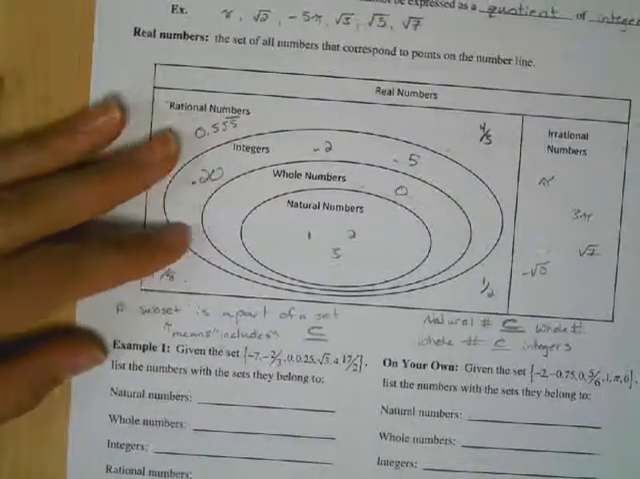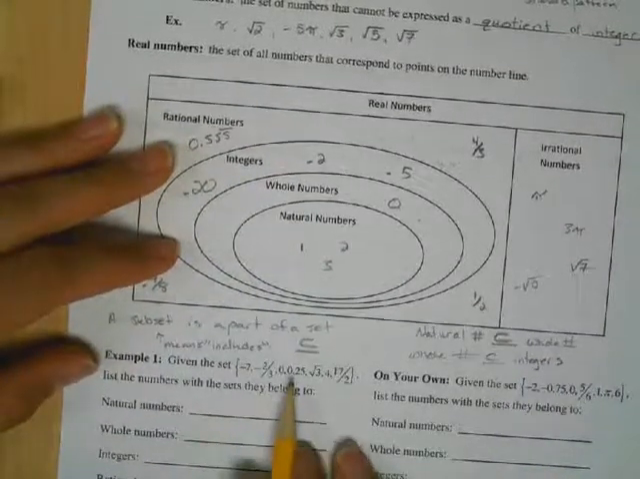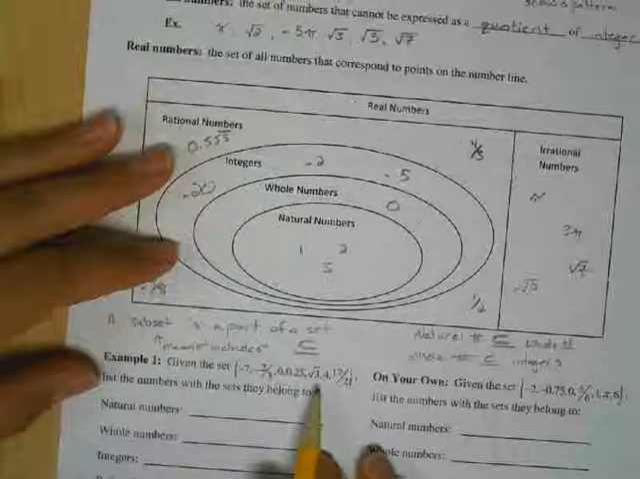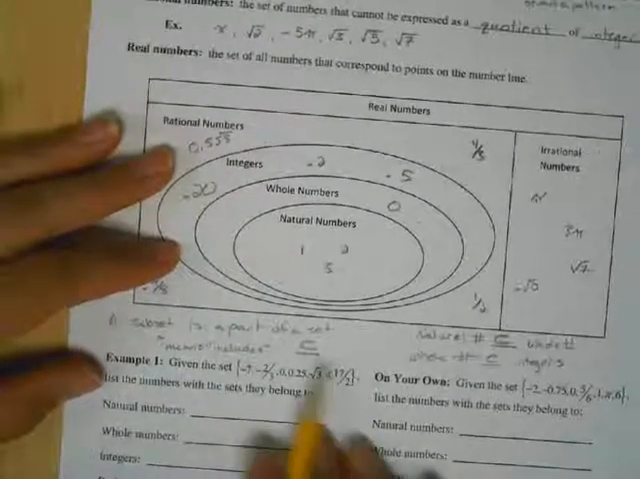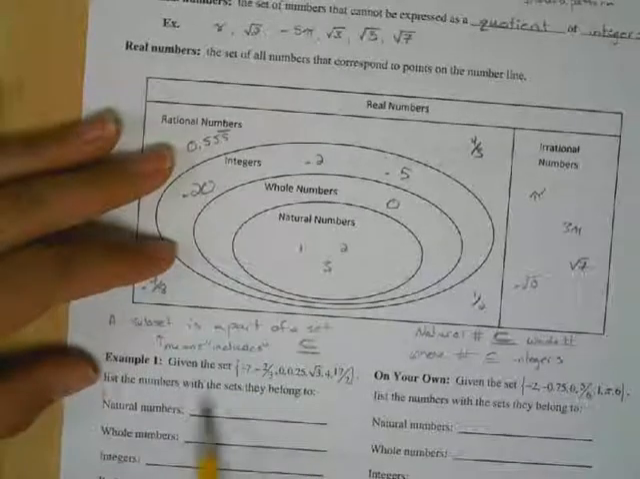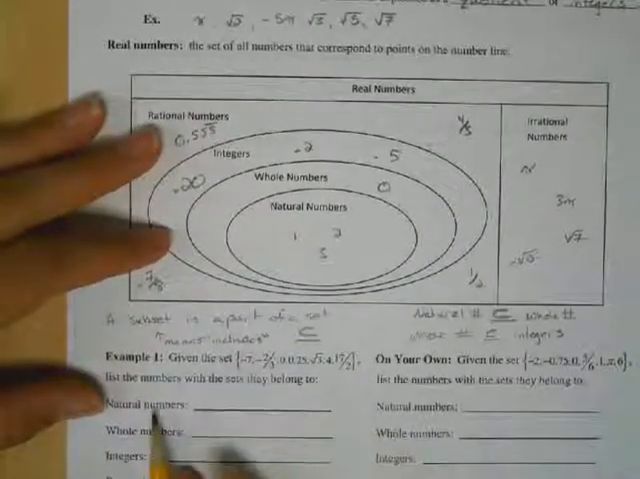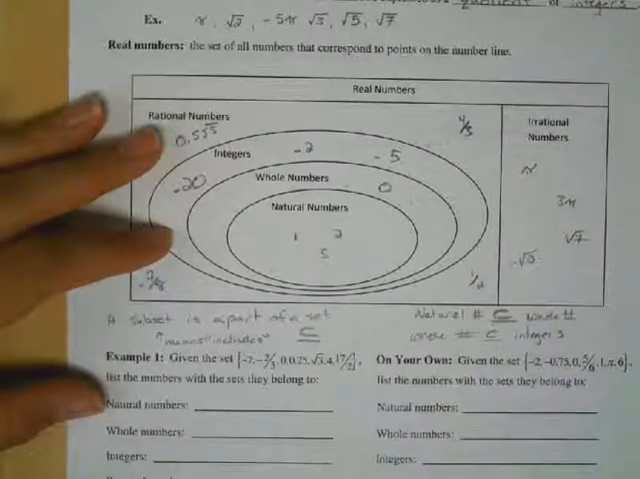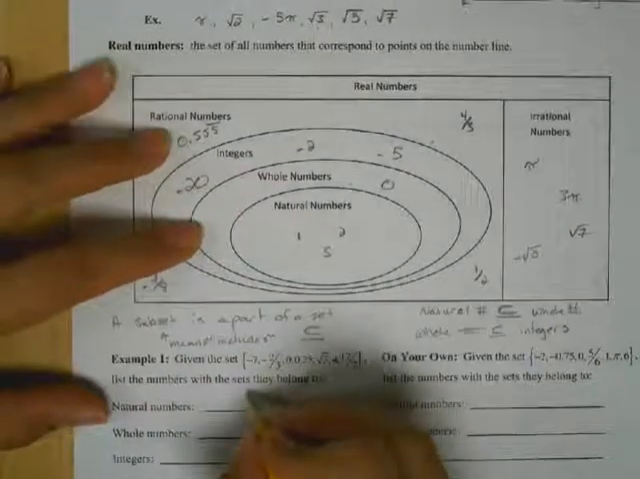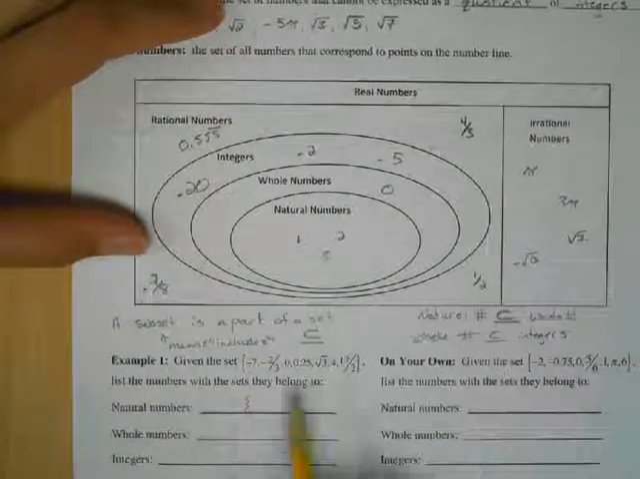So, for an example of that, given the set, negative 7, negative 2/3, 0, 0.25, square root of 3, 4, and 17 halves. So here's a set of numbers. Okay, they want to know, list the numbers with the sets they belong to. So within this set, how many of those are actually natural numbers? Okay, so natural numbers are just my pretty counting numbers. Nothing fancy, no negatives.